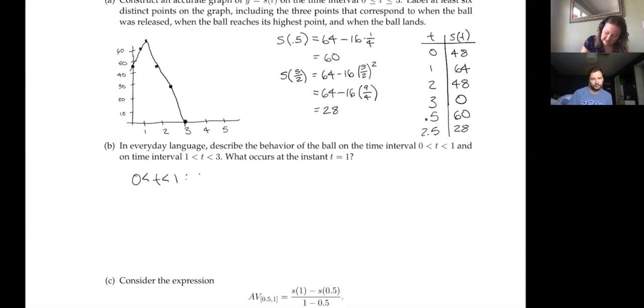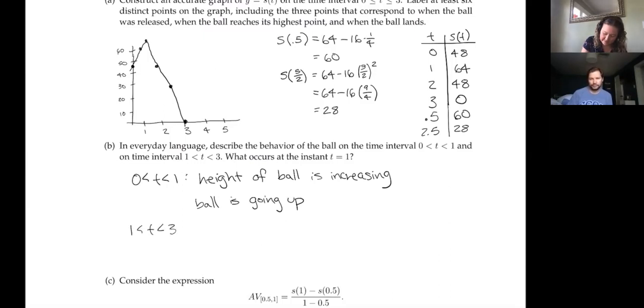Okay, so the behavior of the ball on the time interval between 0 and 1 is that the height of the ball is increasing. Yeah, the ball's going up. And then on the interval 1 to 3, the ball is coming back down, until it hits the ground at 3 seconds. Okay, and the height of the ball is decreasing.